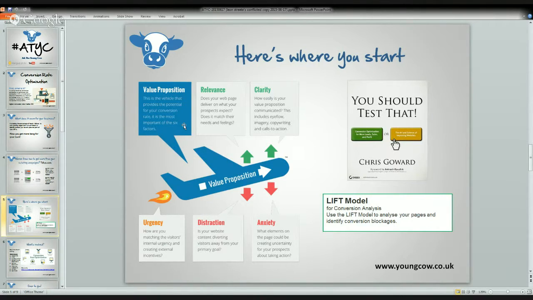Point 2, does your web page deliver on what the prospect expects? Does it match their needs and feelings? So if they've come from Google AdWords, from an ad that is talking about plumbing, does the landing page talk about plumbing, or does it talk about plumbing parts that they're looking to buy? Make sure it's relevant. Point 3 is clarity.